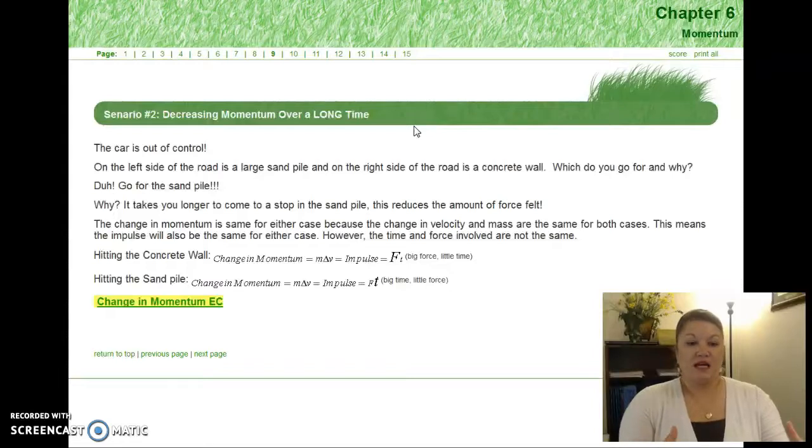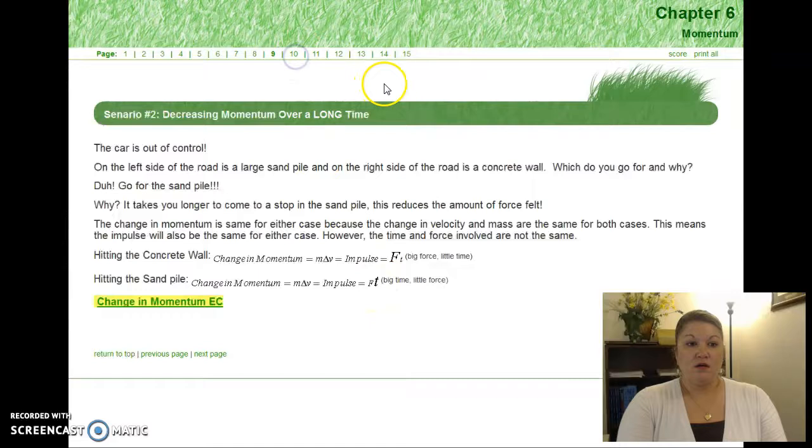Bigger time reduces the force. Little time, big force, because the change in momentum is the same. You're going some speed and then you stop. Change in momentum is the same, so this side of the equation stays the same. But the cushion, which provides the stopping time, will determine how big of a force you get.